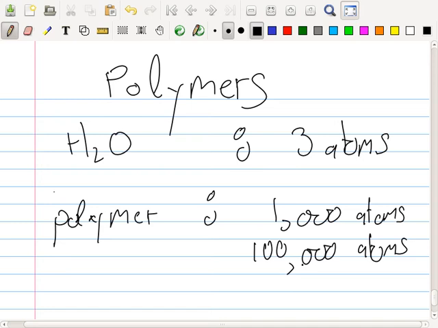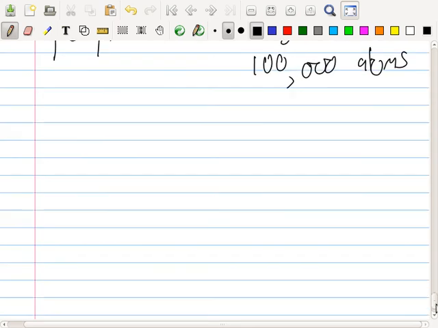Stronger? How? Why? Yeah, well, why would it be stronger? Well, maybe more bonds? Yeah, if you have hundreds of thousands together, there's going to be more bonds, yeah? It's going to be very strong. Yeah. Lots of bonds. So, a polymer can be very strong.